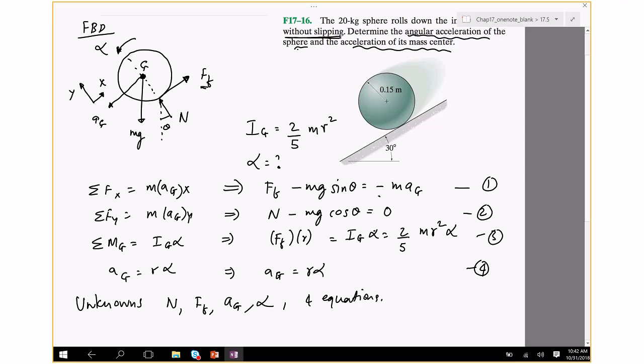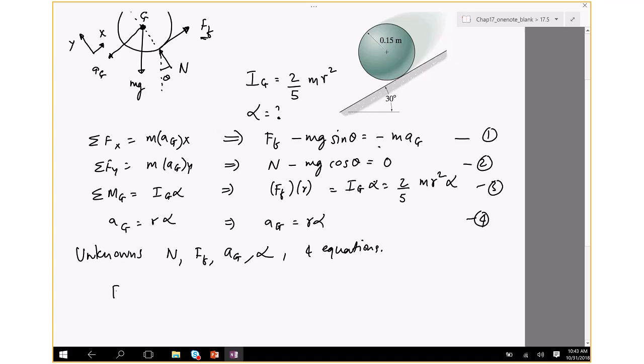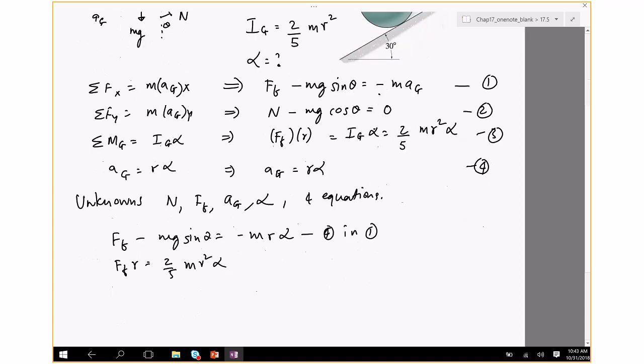Okay, did anybody solve for alpha? What you have to do is put a_G equals R alpha here, and then from these two equations, eliminate F_f, whatever you want. Anybody got the answer? Okay, let's just try to solve this. F_f minus mg sine theta is minus m r alpha. So I just put in the value from equation 4 into equation 1. And what I need to now do is sub in the value for the friction force from 3.